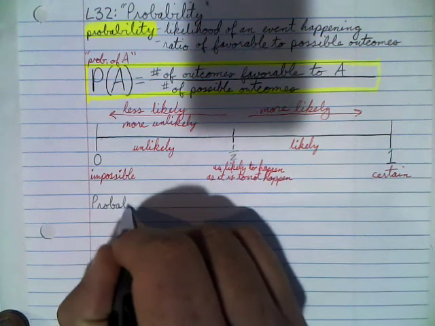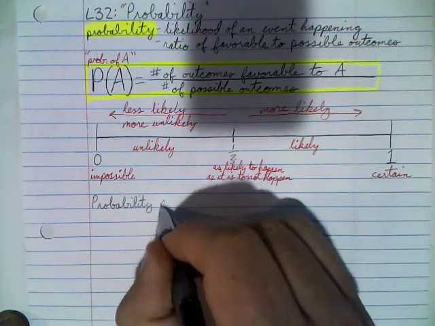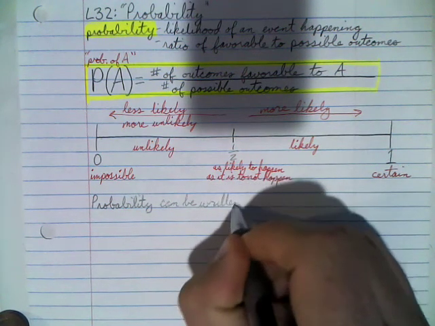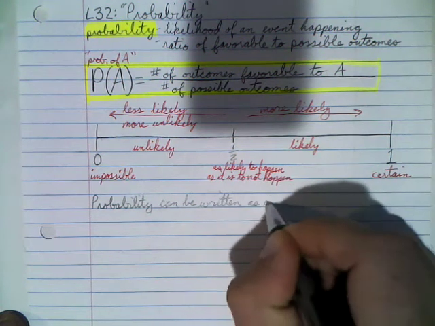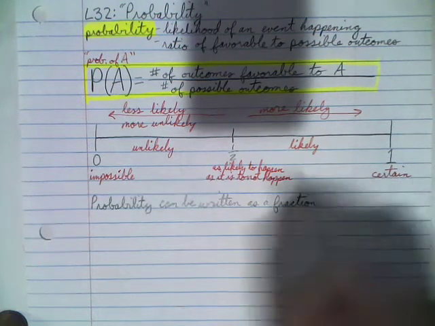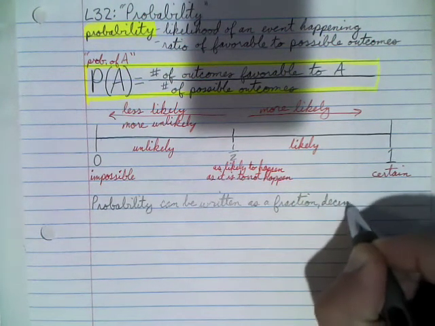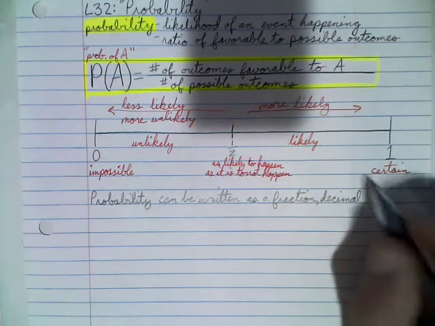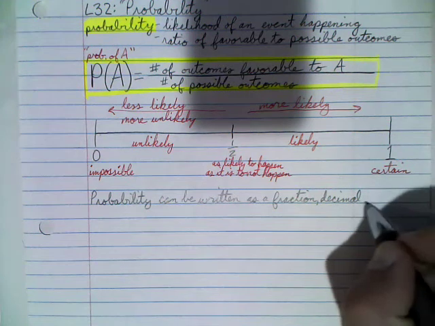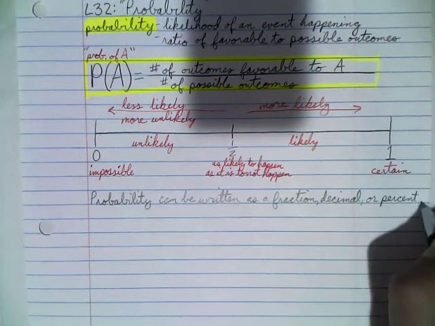Probability can be written as a fraction, and that's the most common. It can be written as a decimal, or a percent.